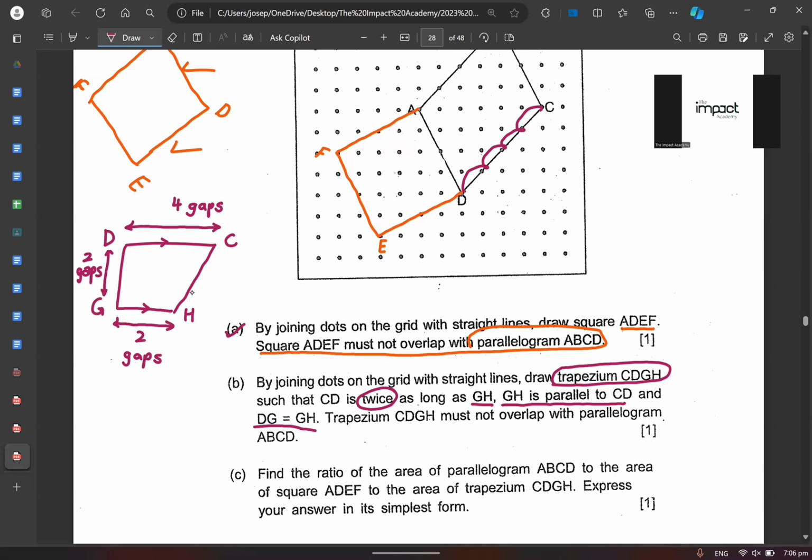Make sense? Okay, so what we want to do now, of course, we want to draw it downwards. If it's 2 gaps, we're going to go 1, 2, and that's about it. Can you understand? All right, we'll draw it downwards to here. Make sense? Okay.